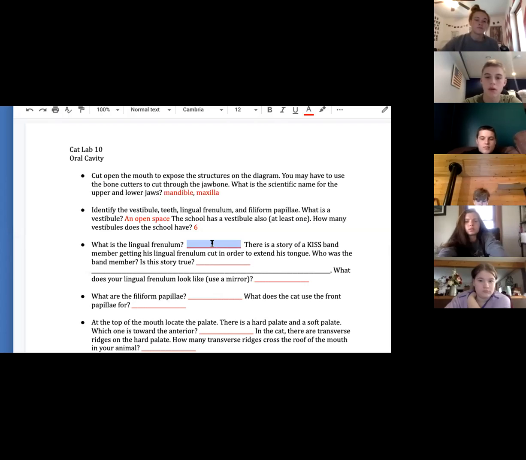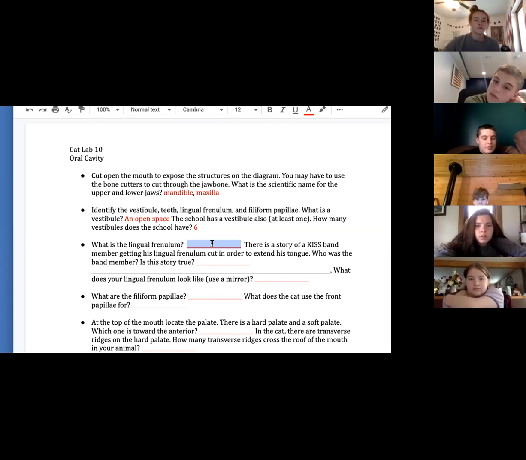All right, lingual frenulum. Volunteers. Tongue or tongue web? Yeah, that's the little thing under the tongue, the thing that holds your tongue to the bottom of your mouth.